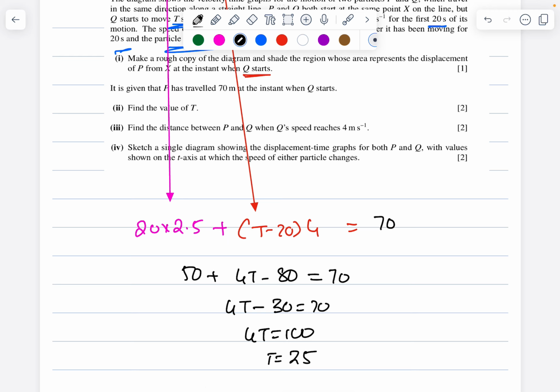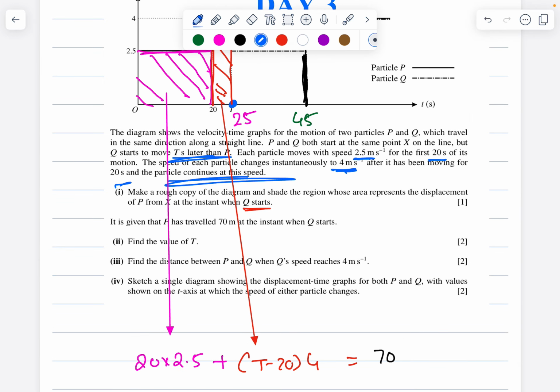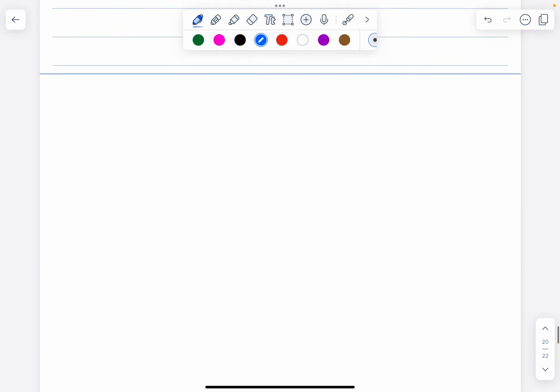Now, the distance between P and Q. Find the distance between P and Q when Q's speed is 4 meters per second. So what is the distance? Now coming to part 3. Find the distance between P and Q when Q reaches 4 meters per second. So first of all, P has a head start of 70 meters.